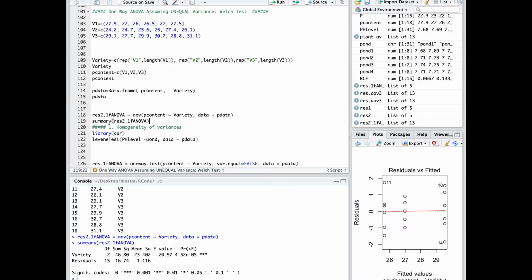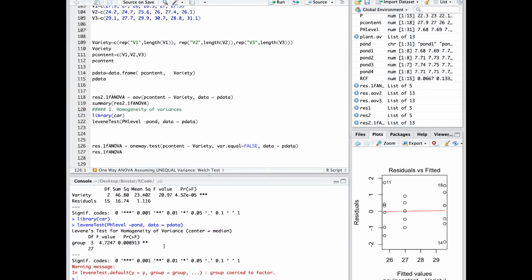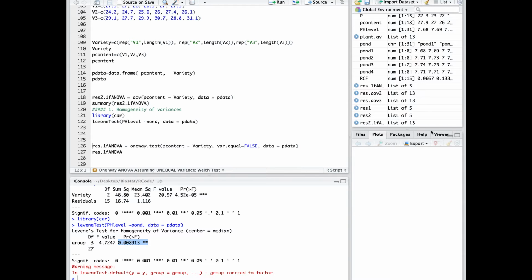Okay, so here I ran the ANOVA test. Now what I want to do is use the Levene test to check whether the variances are equal or not. What it gives you is the p-value, 0.0089. Since the p-value is less than alpha, we reject the null hypothesis.